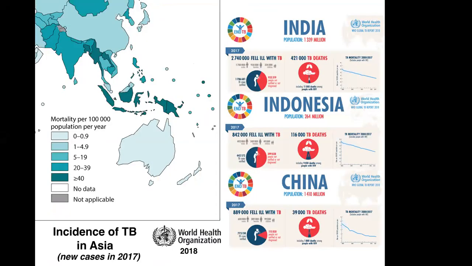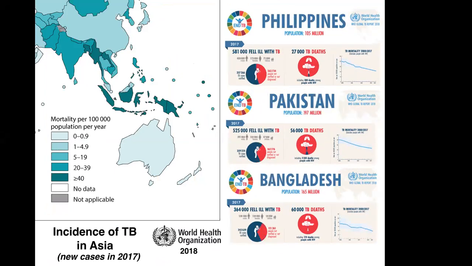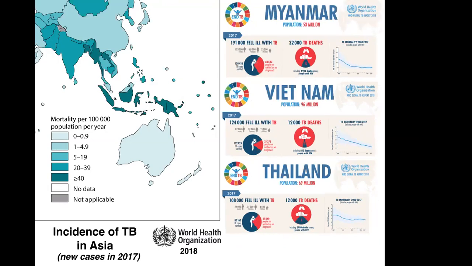So these are the high burden countries, including India, Indonesia, China, and the Philippines. In 2017, almost 600,000 people fell ill of TB just in 1 year, and about 27,000 TB deaths. These are the other countries with high burden: Pakistan, Bangladesh, Myanmar, Vietnam, and Thailand.